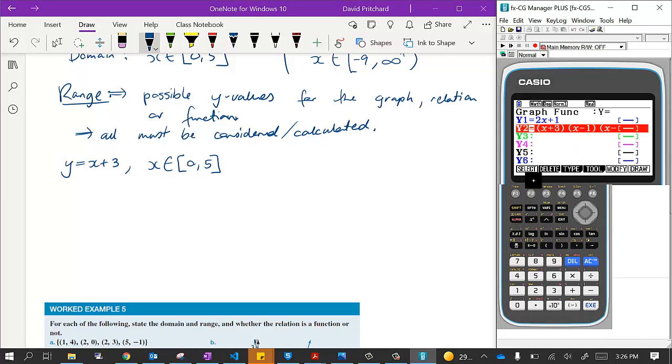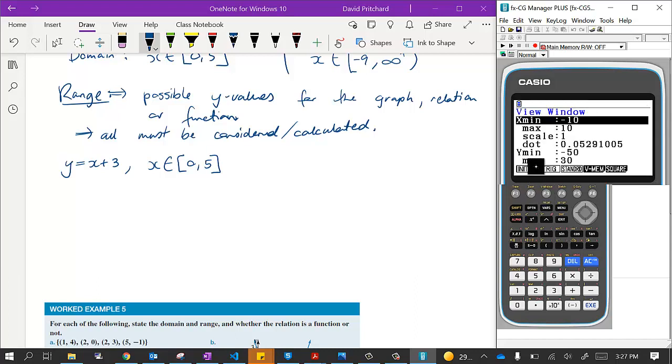So we'll turn this one off. We'll deselect it. We've got x plus 3, and we'll go comma. We can put in a square bracket, and we want to go between 0 and 5, and we can put in another square bracket, put that in, and we can sketch it. So we'll just view window, we'll change it back to standard.